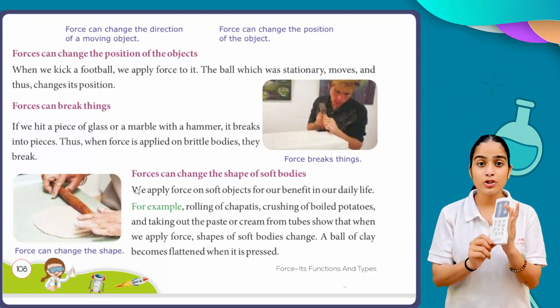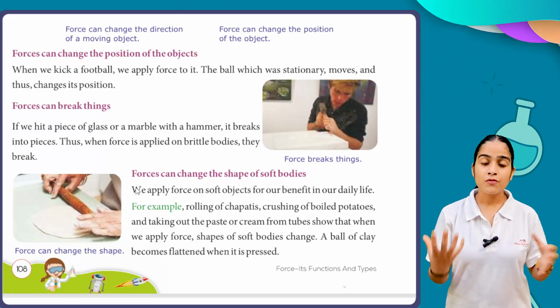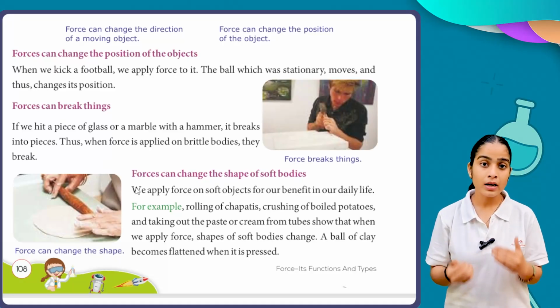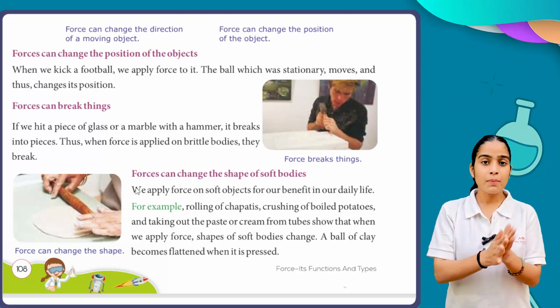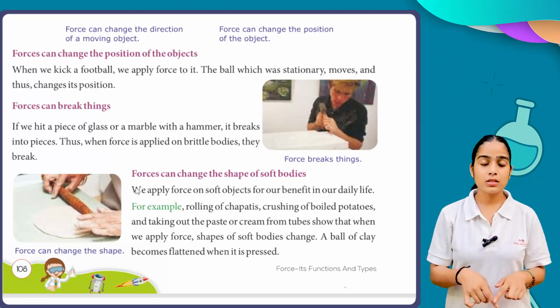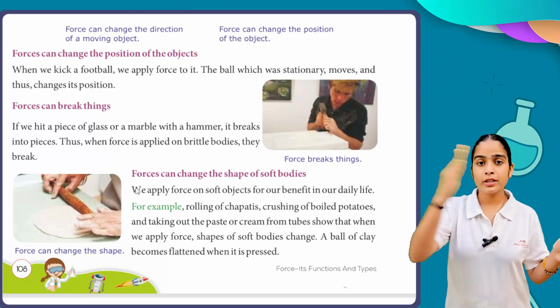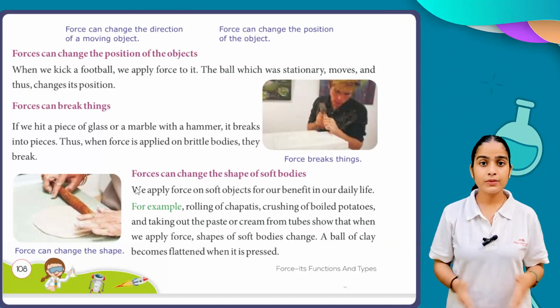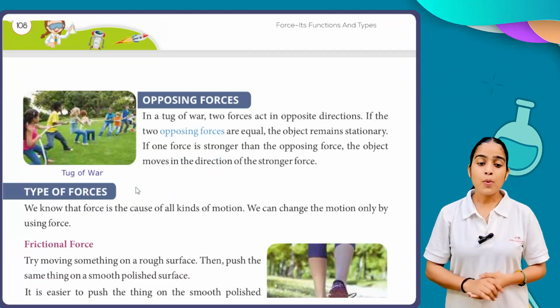It will crush. So it means to change the position of anything, we just need an appropriate force. For example, if we have chapatis, we can apply a small force and this will result in roundness. The dough will be converted into a big and round chapati. So what we understand here is, with the help of force, we can also change the shape of objects.